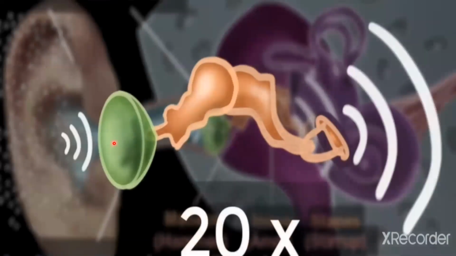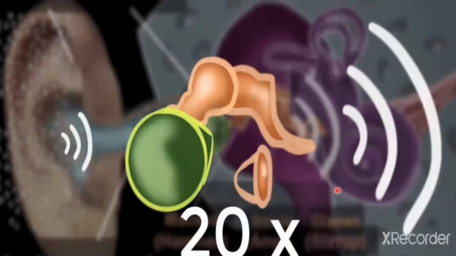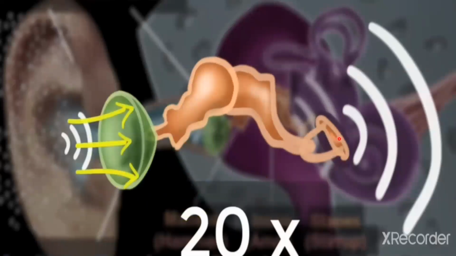The surface area of the eardrum is larger than the surface area of the oval window.